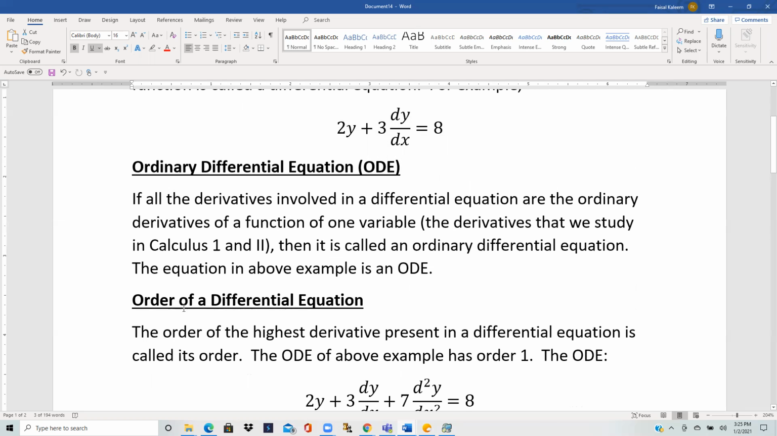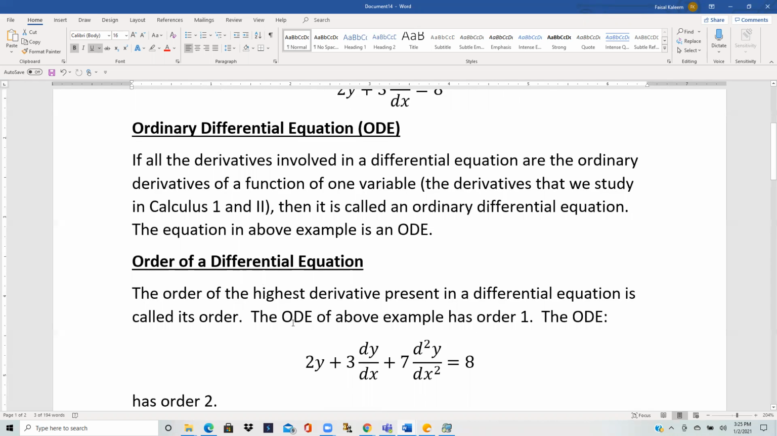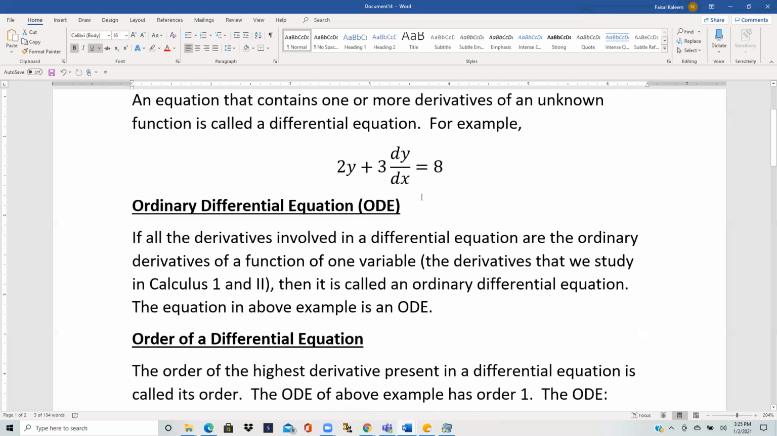Next is the order of a differential equation. The order of a differential equation is the order of the highest derivative involved. For example, in this differential equation, the order is 2 because the highest derivative we see is the second derivative. The order of this second derivative is 2, and that's why the order of this differential equation is 2. Whereas over here, the highest derivative that we see is the first derivative, so the order of this differential equation is 1.